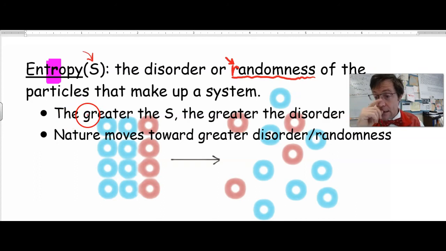So that means if something is neat and orderly, it has very low entropy. But if you pick it up and shake it all around and make it totally messy, that's more entropy. And nature always moves towards greater disorder or more randomness. I mean, just look around at your world.